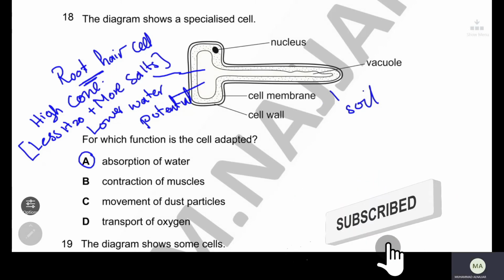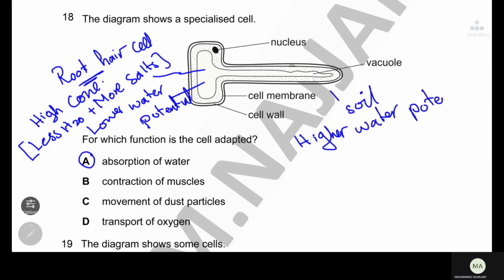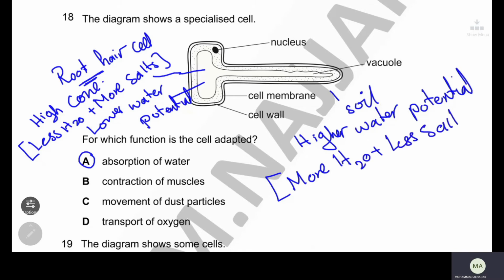Unlike the soil here, which has a higher water potential. Why? Because here there is more water and less salt. So that there is a concentration gradient.